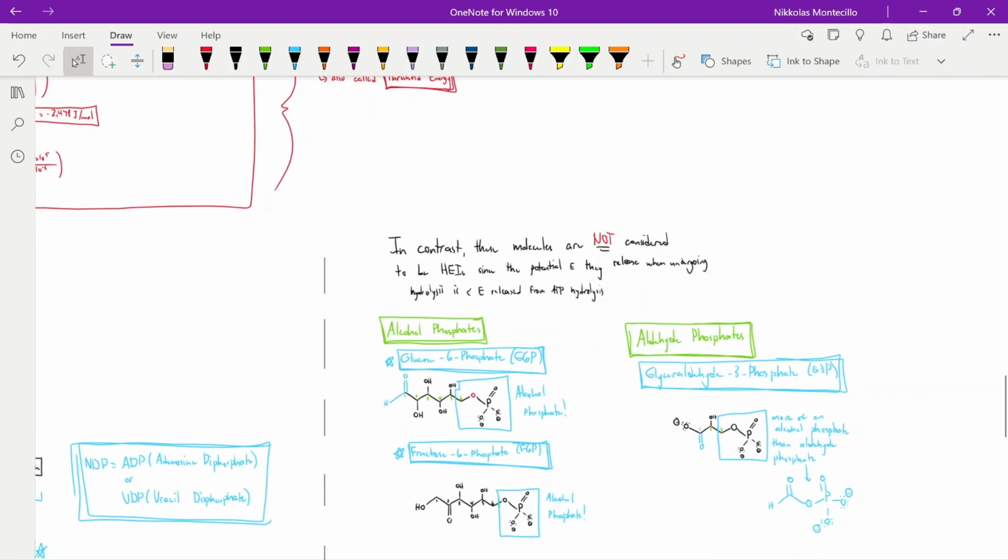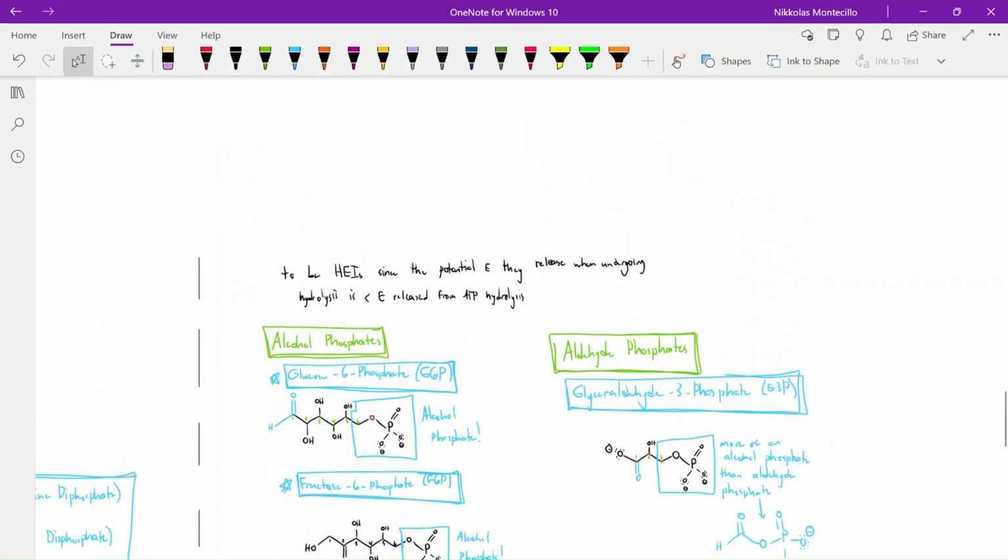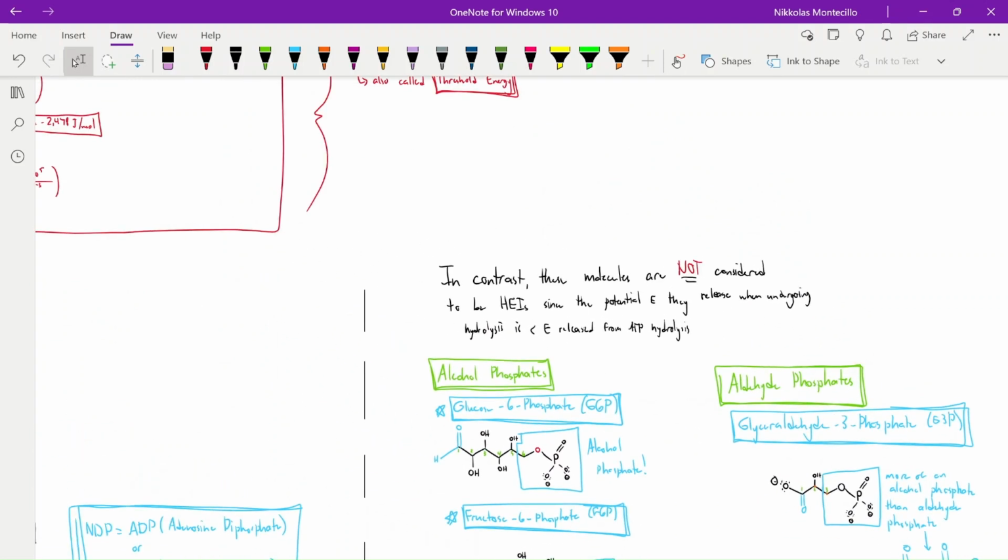Now, in contrast, the following molecules shown here are considered not to be high energy intermediates, since the potential energy they release when undergoing hydrolysis is less than the energy released from ATP hydrolysis. This includes glucose 6-phosphate or G6P, fructose 6-phosphate or F6P, or glyceraldehyde 3-phosphate or G3P. Just understand that these molecules are not high energy intermediates, considering that a high energy intermediate has to be a molecule that produces more energy than the energy released from ATP hydrolysis.